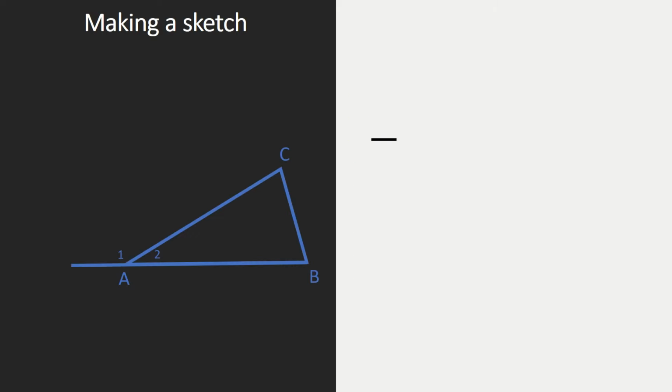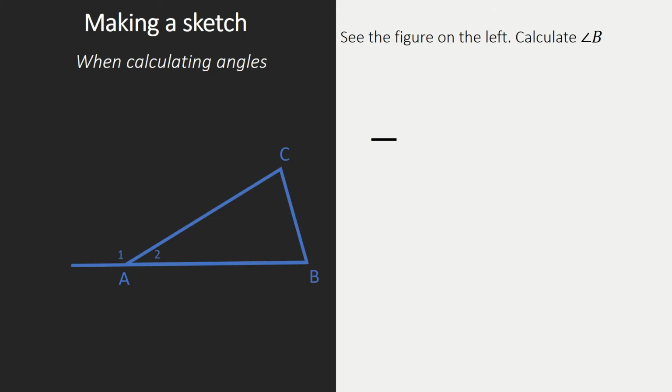Our second example is as follows. We've already got a figure. So they say, see the figure on the left. Calculate angle B. Our step 1 is to make a sketch of the figure. So you're going to just make a sketch in your notebook. Or if you have the exercise printed, you can just sketch everything in your printed version.